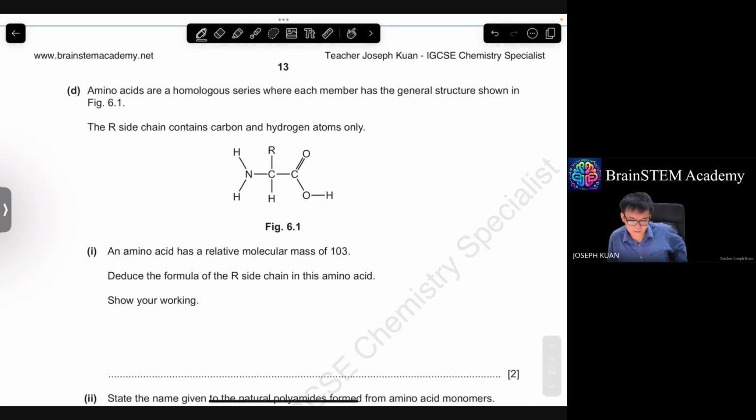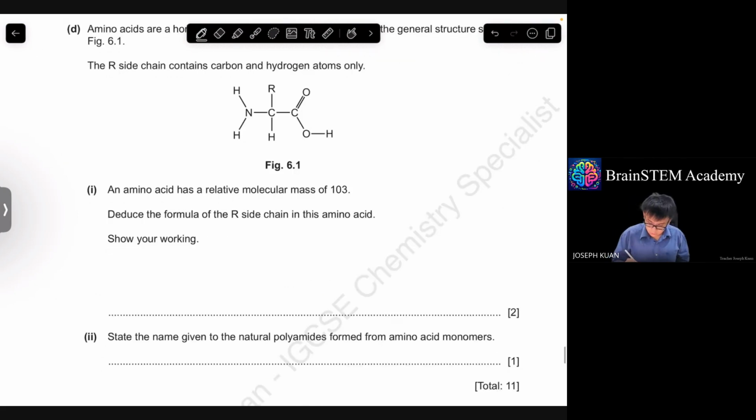Next, amino acids are a homologous series where each member has the general structure shown in figure 6.1. The R side chain contains carbon and hydrogen only. An amino acid has a relative molecular mass of 103. Deduce the formula of R side chain in this amino acid. Show your working. So, total mass is 103, which is R, the mass of R plus 4 hydrogen, 2 carbon, 1 nitrogen, and 2 oxygen. That makes a total of 103.